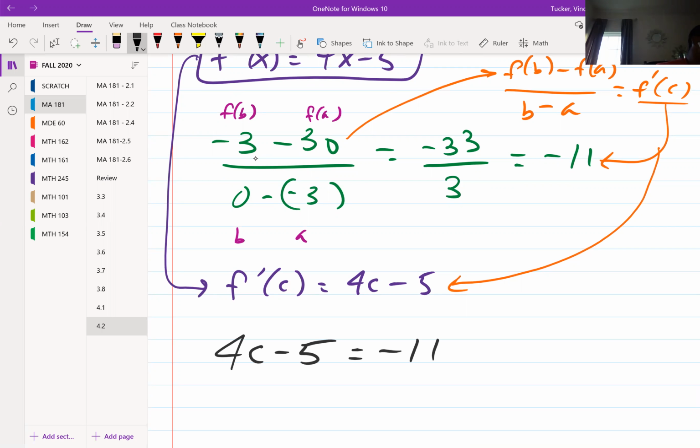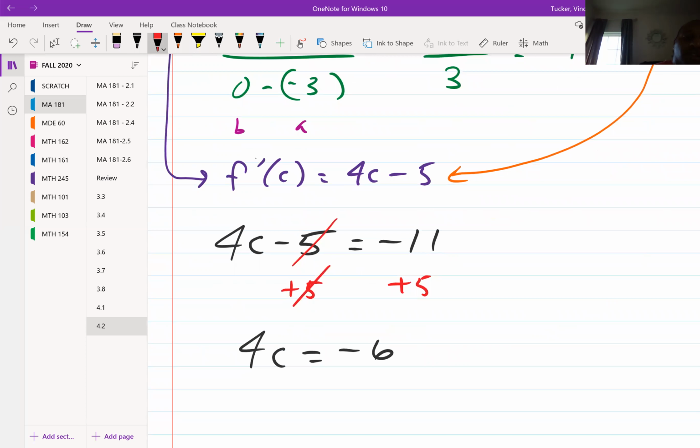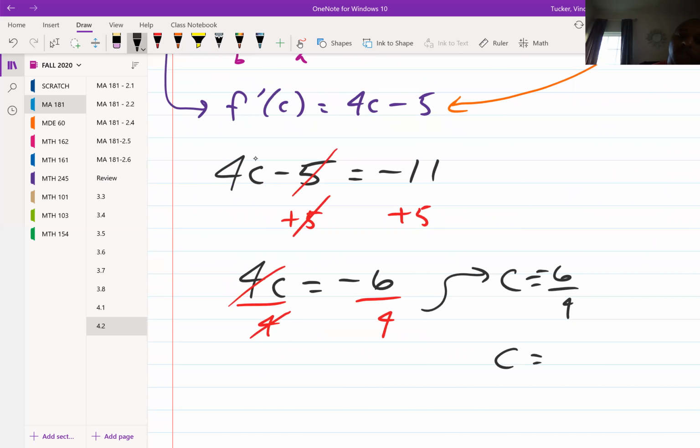Any questions before we finish it off? All right. Add 5 to both sides. 4C is equal to -6. Divide by 4. C is equal to -6/4, which means C is -3/2.